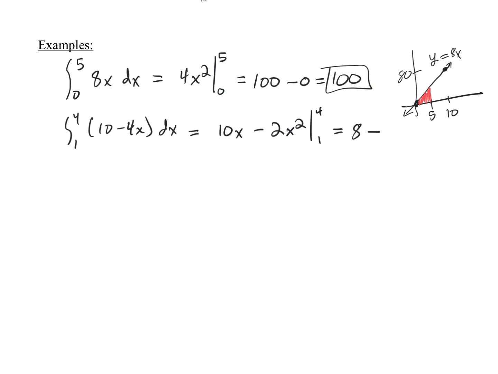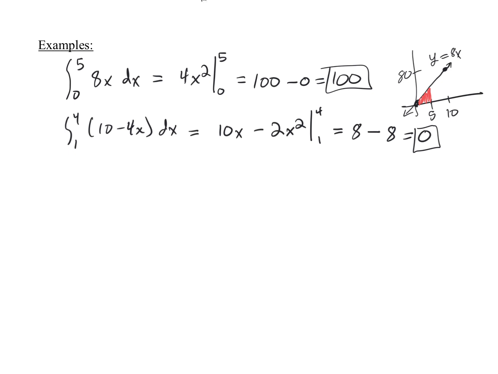Then you're going to subtract what you get when you plug in 1. So what do we get when we plug in 1? If you plug in 1, you get 10, minus plug in 1, you get 2. So it'd be 10 minus 2, which is also 8. And we end up with 0 as our answer. And that's kind of interesting.